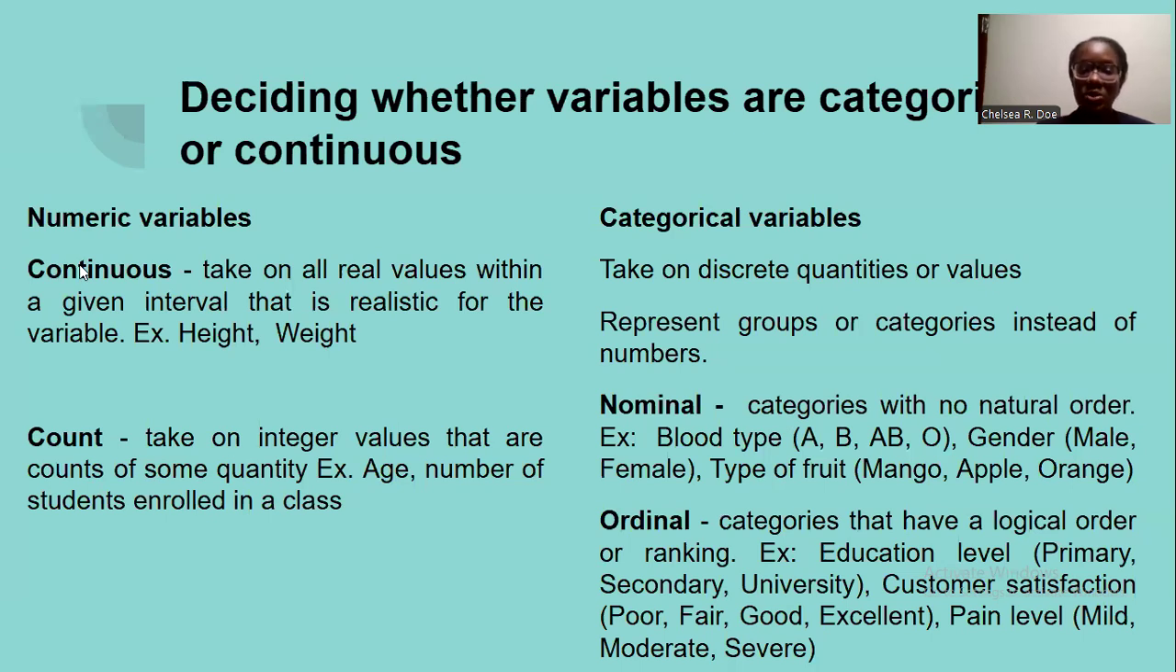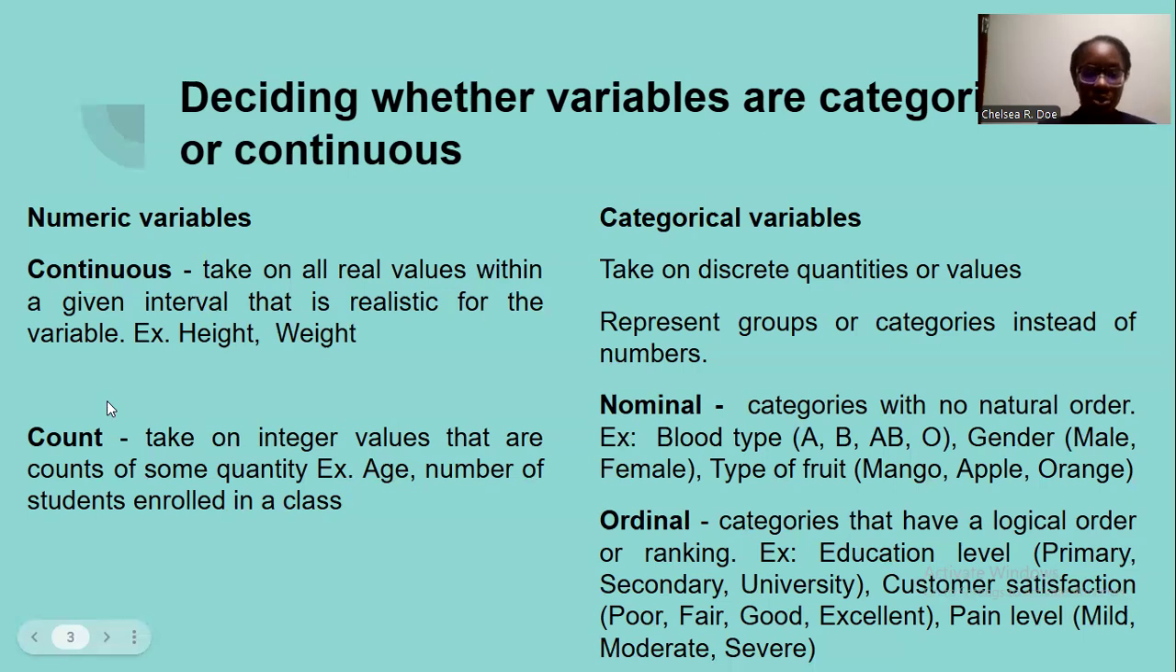Now, there are two types of variables that we usually deal with in data sets. They are numeric or continuous variables and categorical variables. Now, let's talk about numeric variables. Numeric, numbers, right? So numeric variables are variables that take on numbers or values, right? And there are two types, continuous and count.